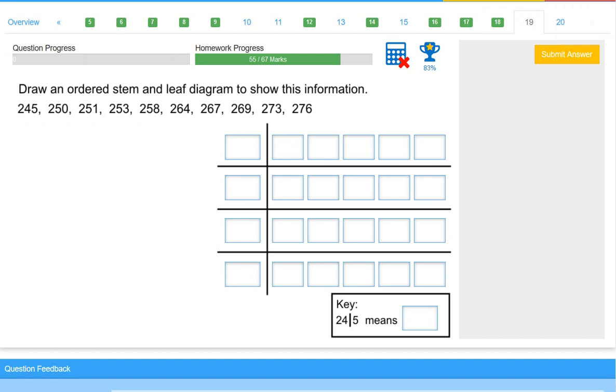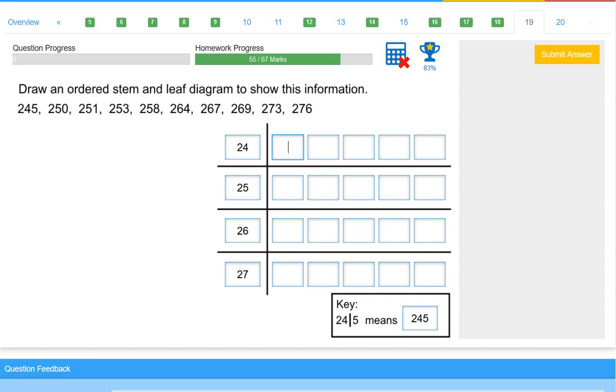We're told that 24|5 means 245. So what's my smallest number? I've got a 245. Anything less than 245 doesn't look like it. So it's going to be 240, 250, 260, and 270. So with this one, I'm going to start putting them together.